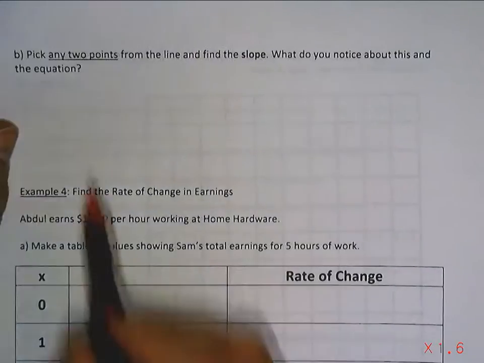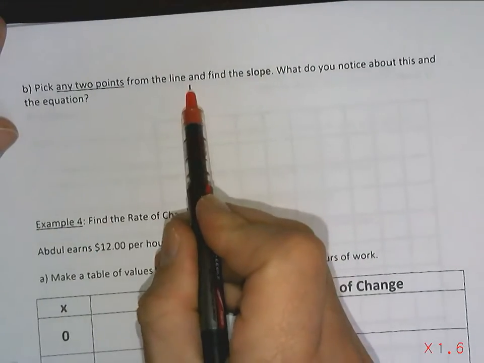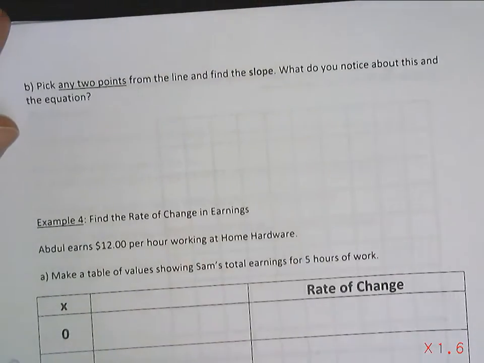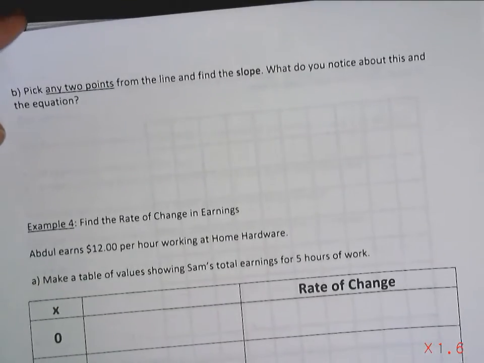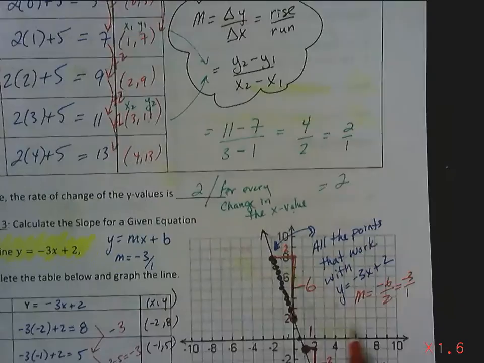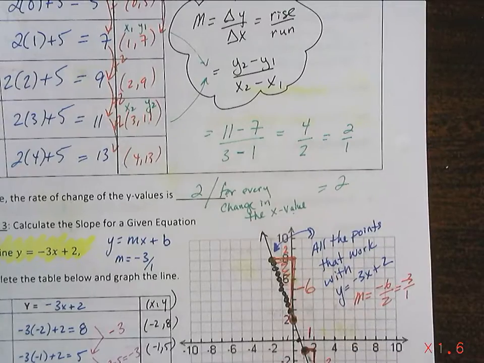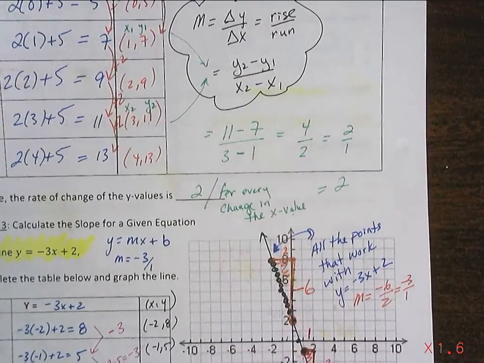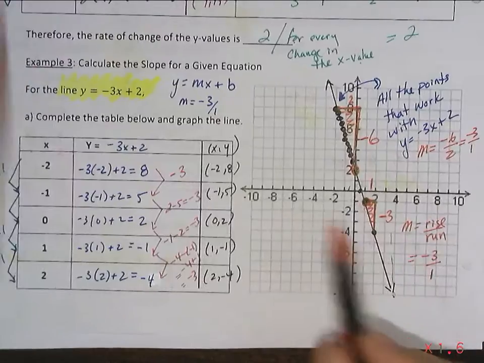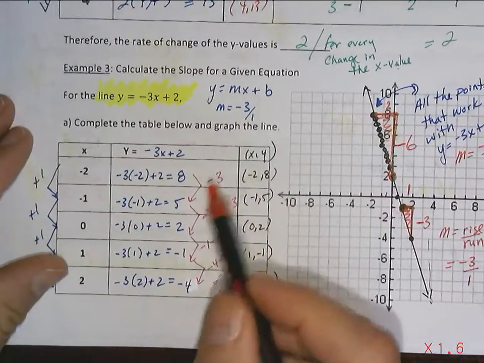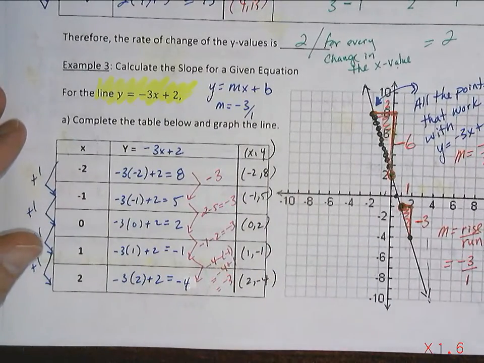Welcome back. So part B to what we were just doing says to pick any 2 points from the line and find the slope. We did that already. I showed it to you on the line. I did the rate triangles. That's what these are called. The only thing that I can think of doing extra with you is maybe picking 2 points on the line and doing it with the equation. So why don't we try that?